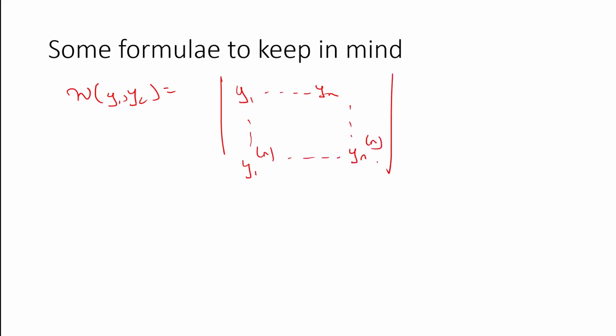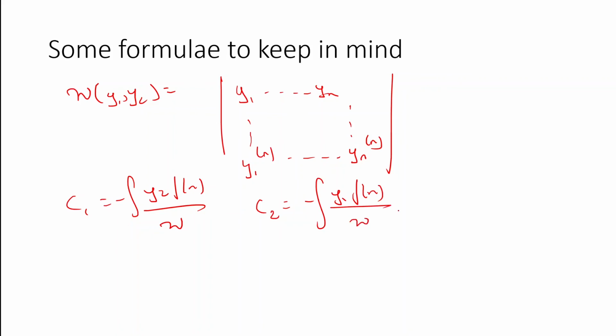So some formulae to keep in mind. The formulae got cleared, so let me write them again. I've already written the Wronskian. This is the Wronskian formula. Then I wrote the next one, C1 equal to minus integral y2 f of x divided by Wronskian, C2 equal to minus integral y1 f of x divided by Wronskian. That is the variation of parameters formula.